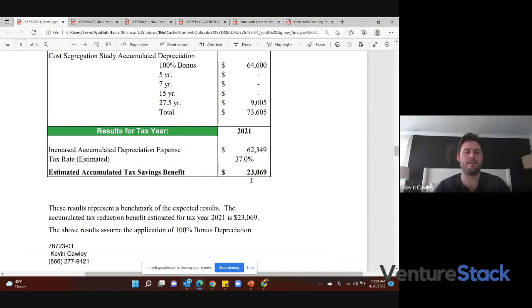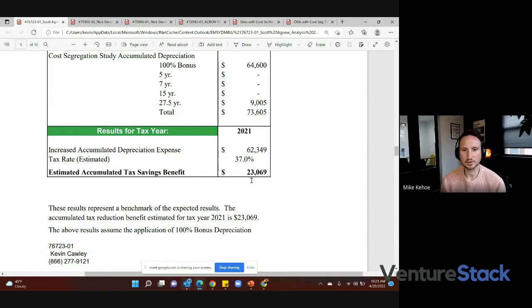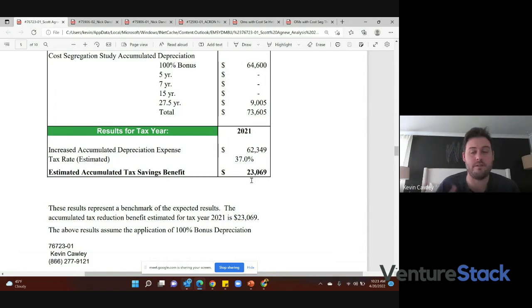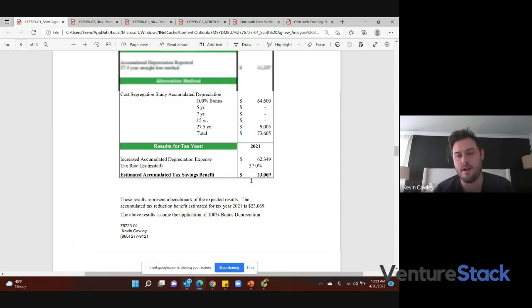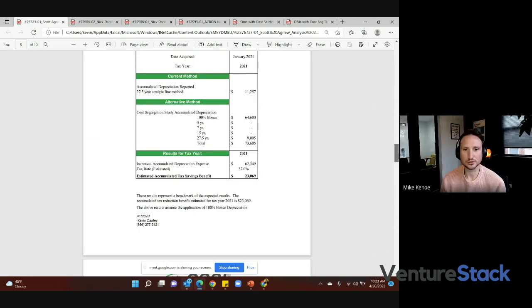Okay. So back to your example, you owe 50 grand, now you owe 27, right? If you owe 20 grand, now you owe 0 and 3 grand carries forward. And that's okay. Super powerful.